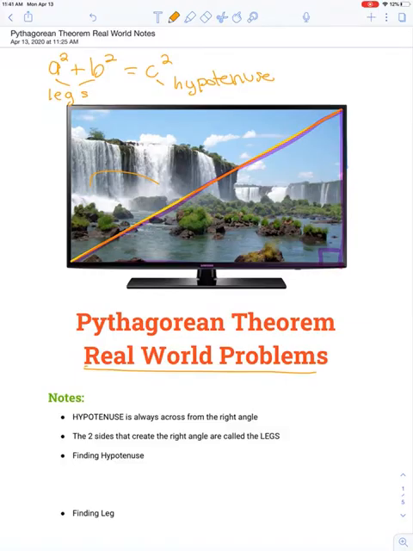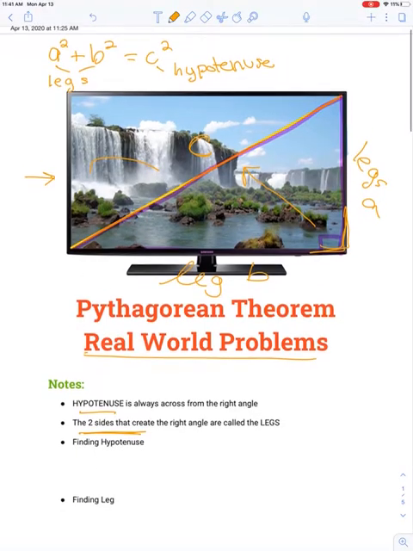Like, for example, finding how they measure TVs is Pythagorean theorem, because they actually measure by the diagonal of the TV. So again, remember the hypotenuse is always across from your right angle. So here's your C. And your two sides that create the right angle, so here and here, are your legs. Okay, so here's A, and then this side, here's B.